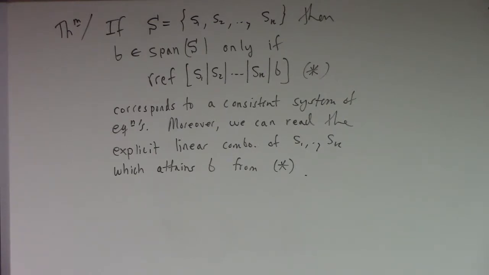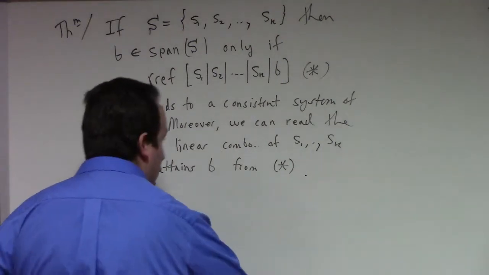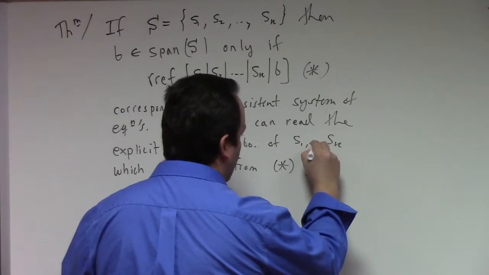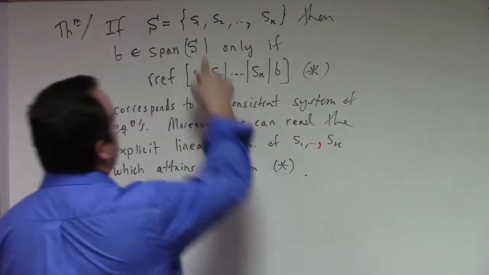Everybody get it? Yes, Chris? What does it say when it says linear combo of S1 through Sk? These vectors.